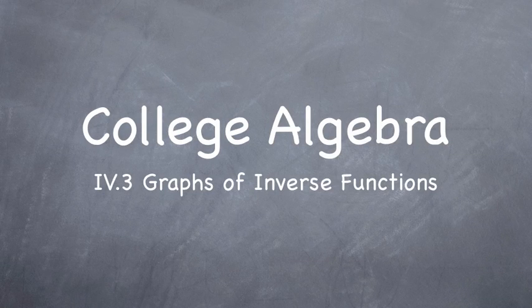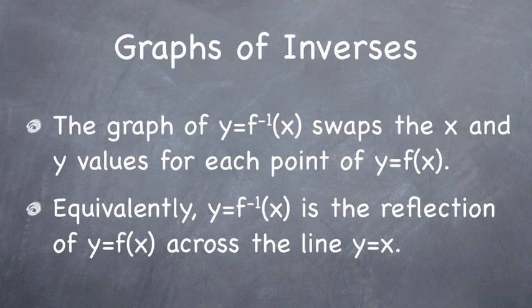This is lesson 4.3 on graphs of inverse functions. So in the last lesson, we introduced this idea of inverse functions when we're talking about one-to-one functions. One of the ways that we mentioned that we could think about these inverse functions is if we consider the graph of the original one-to-one function. The inverse function is going to swap places with all the x's and the y's.